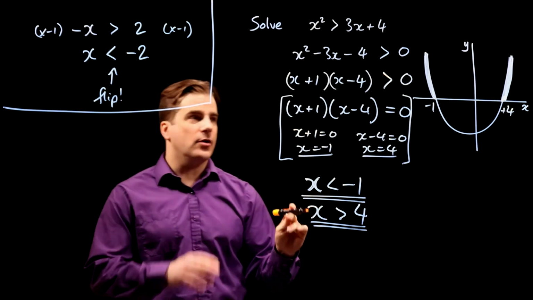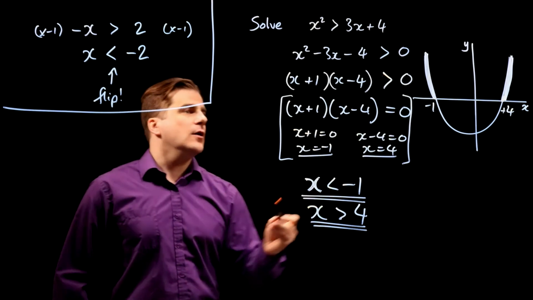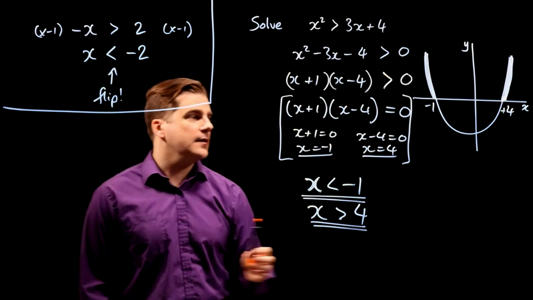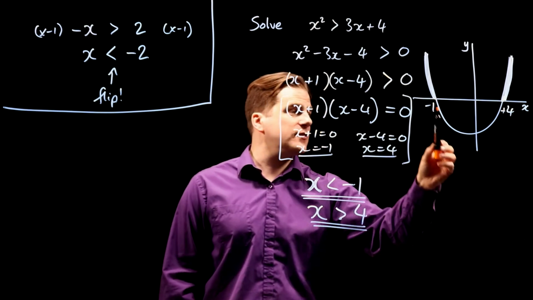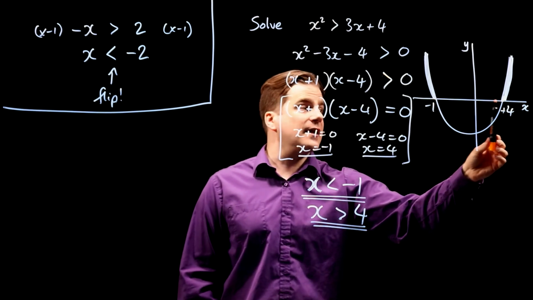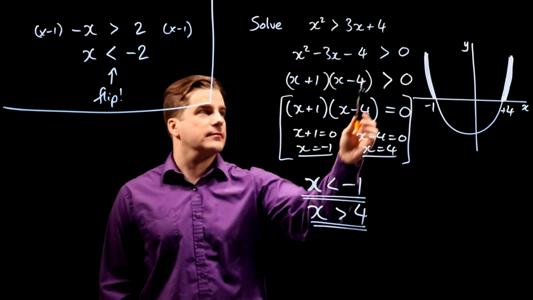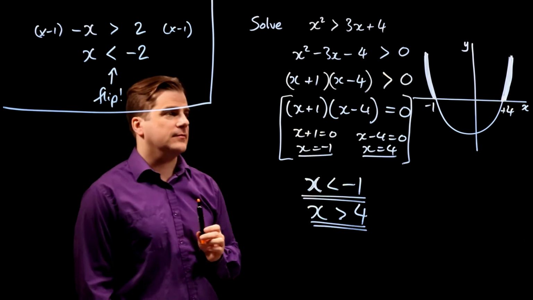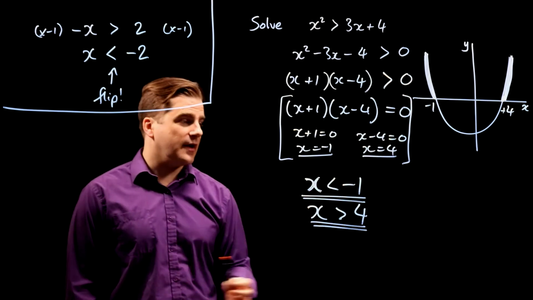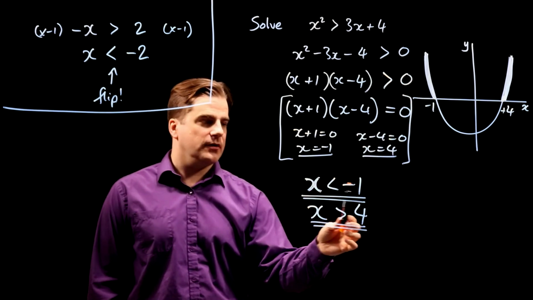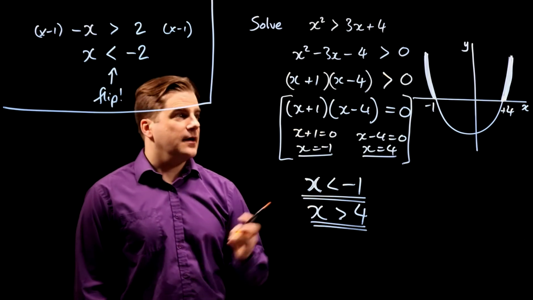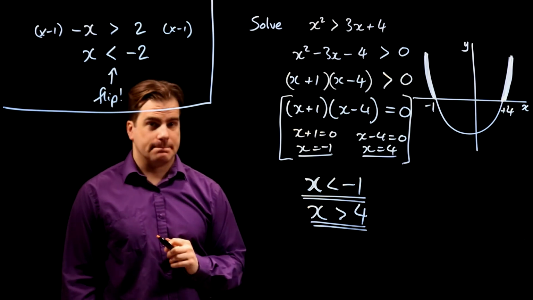Let's just talk a little bit more about these sort of questions. If it said x squared minus 3x minus 4 less than 0, then it would be talking about these values here, in which case it wants values of x greater than minus 1 and less than 4. If it said greater than or equal to 0, then I would just write less than or equal to minus 1 here and greater than or equal to 4 there. And that's how you do it.